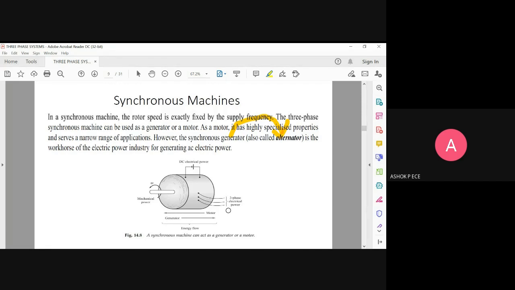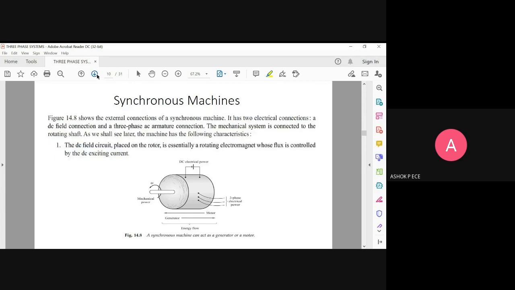Okay, so that is given in the diagram. So from right to left, it's going to be motor. I'm going to give supply, the shaft is going to rotate. If I'm going to rotate the shaft, I'm going to get electrical power. So that is going to be the generator, from left to right. Motor is going to be from right to left.